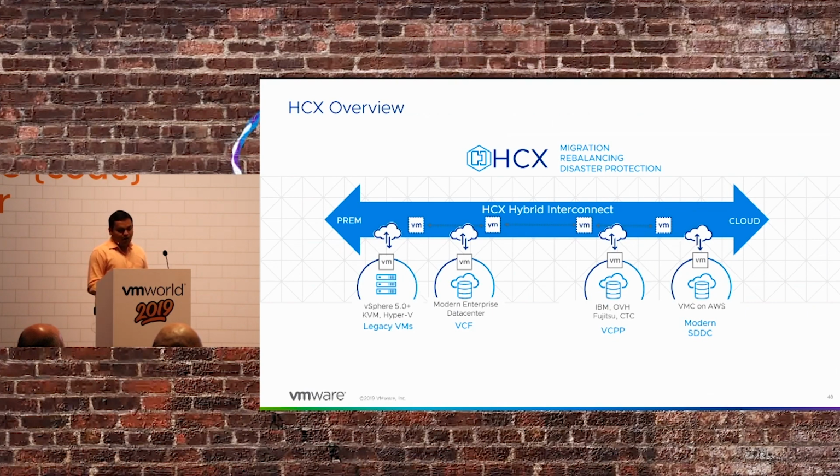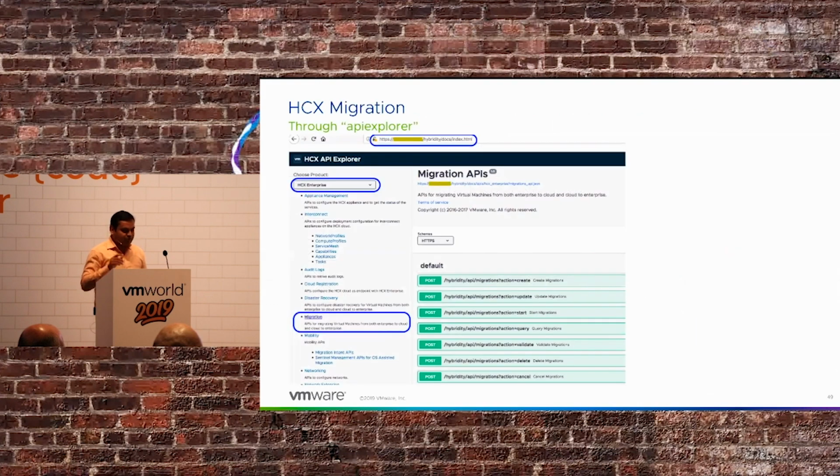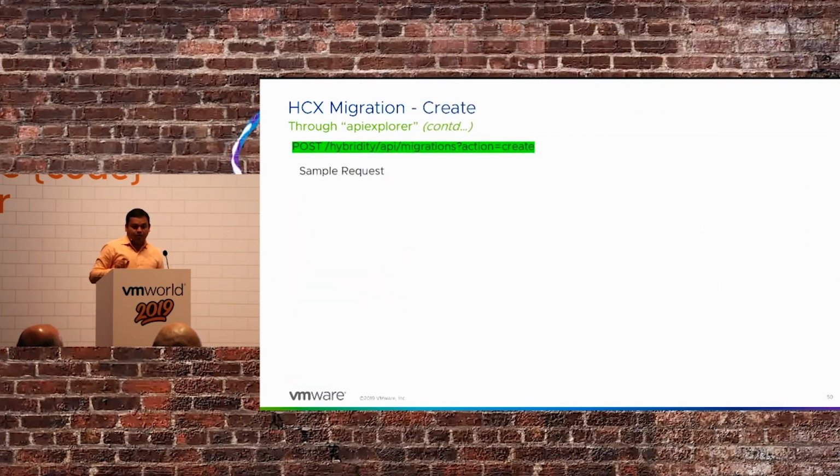So now let's look at how to do the HCX migration in 2 ways. First, we'll look at the API Explorer and then the PowerCLI way. Here is a screenshot which shows the methods that are available for doing the migration operations. Here we have connected to the on-premise side, which is basically the HCX Enterprise Manager. Let's look at the first call, which is a create API call. It basically tells our intent to do the migration.